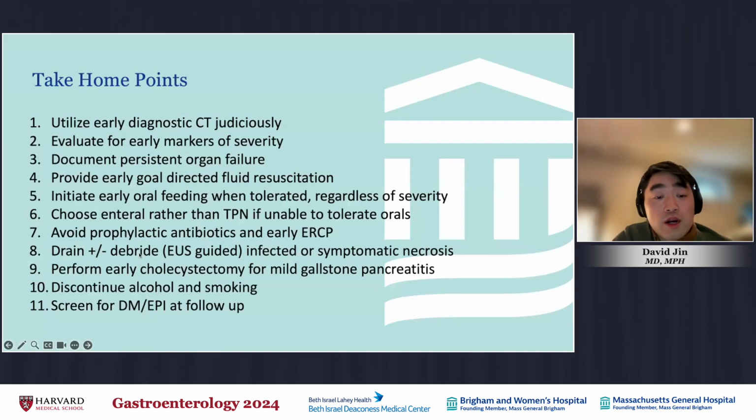So the take-home points for this lecture are: one, utilize early diagnostic CT judiciously; two, evaluate for early markers of severity; three, document persistent organ failure; four, provide early goal-directed fluid resuscitation; five, initiate early oral feeding when tolerated, regardless of severity; six, choose enteral rather than parenteral nutrition if a patient is unable to tolerate oral feeding; seven, avoid prophylactic antibiotics and early ERCP; eight, drain or debride endoscopically infected or symptomatic necrosis; nine, perform early cholecystectomy for mild gallstone pancreatitis; 10, discontinue alcohol and smoking; and 11, screen for diabetes or exocrine pancreatic insufficiency at follow-up.